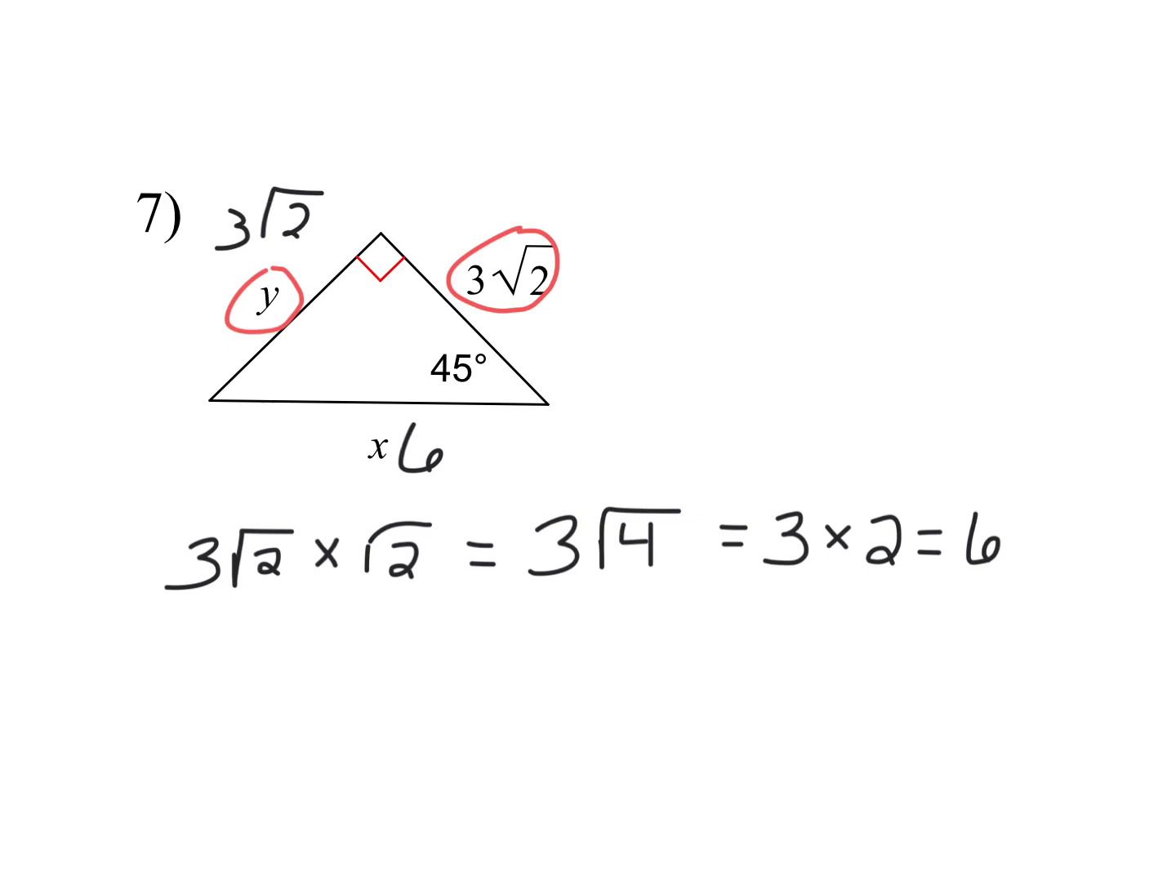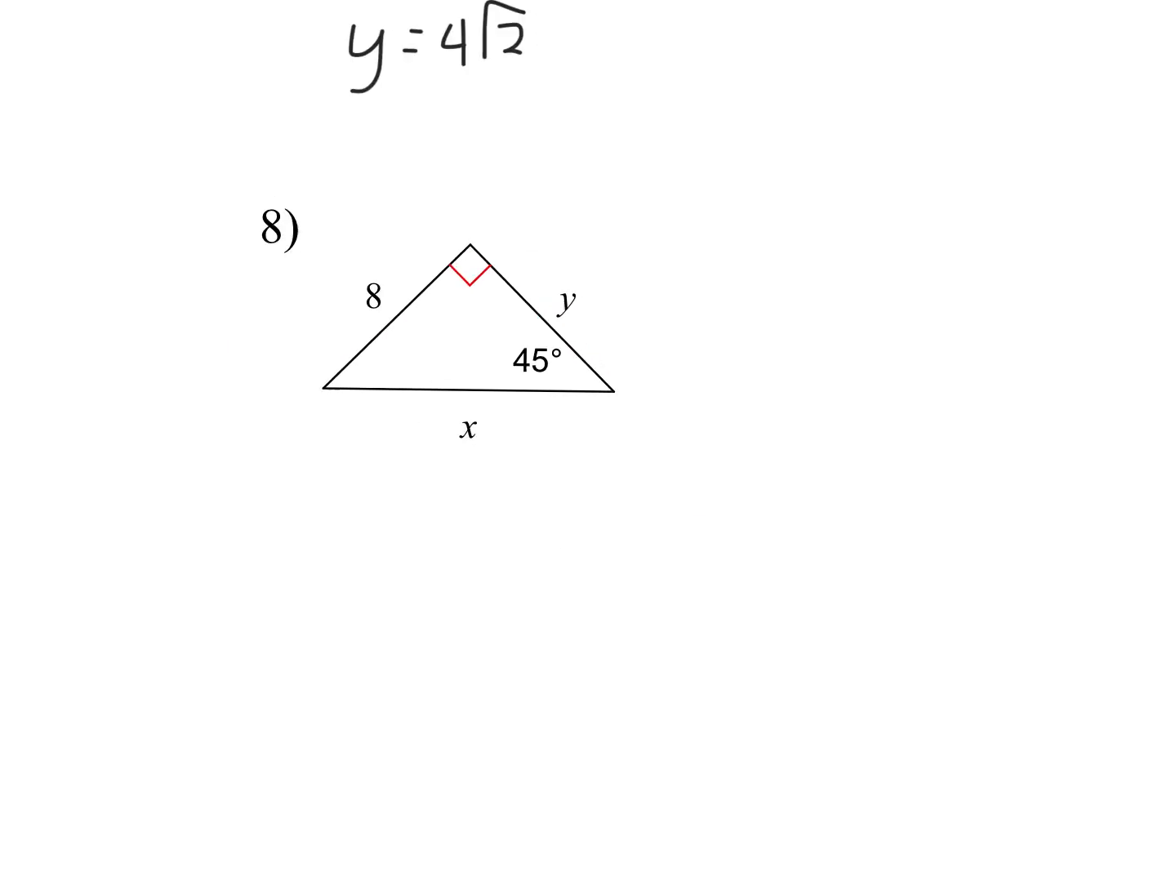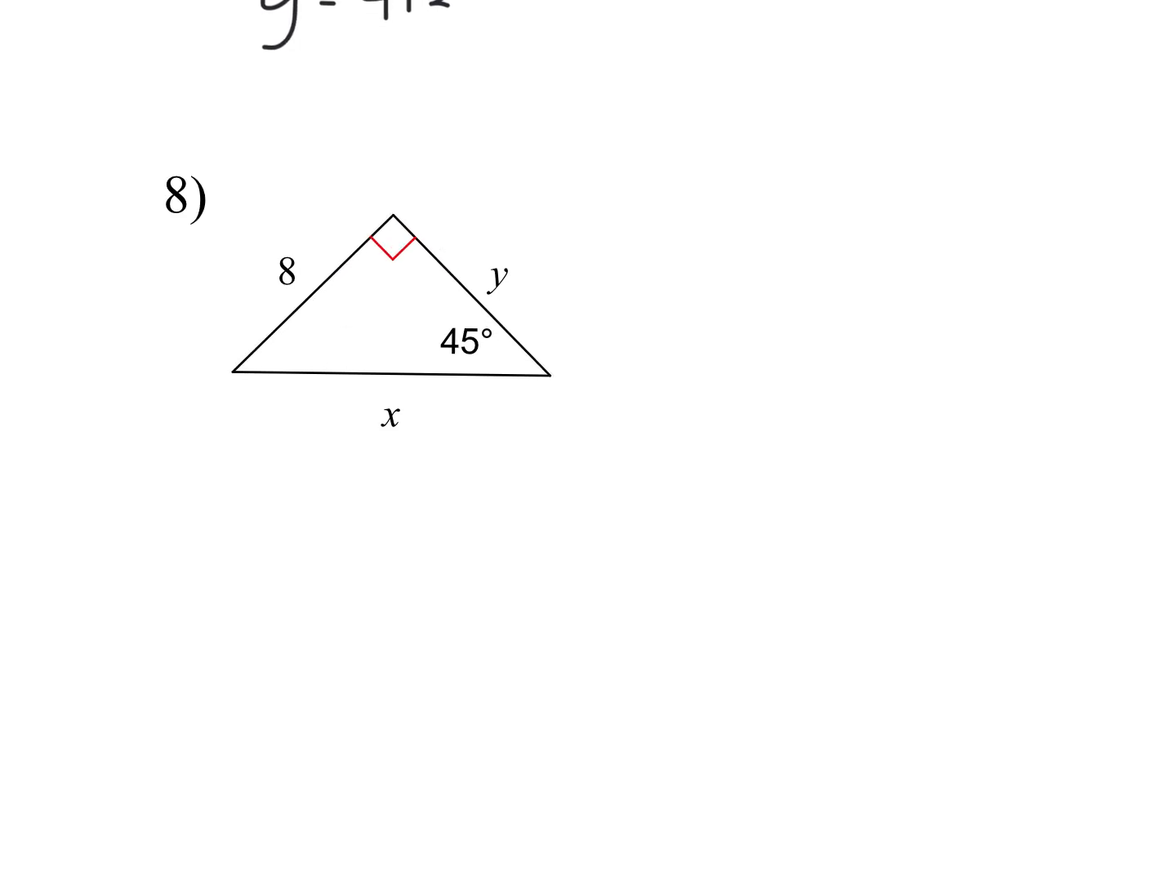Okay? Last one on this front page is number 8. You should like these ones. Is there a lot going on with these? No. Not really. Okay? Circle your legs. Which ones are our legs? 8 and y. So what's y? Y is 8. And then how do I go from the leg to the hypotenuse? Multiply by square root of 2. Yep. 8 times the square root of 2, which gives me 8 square root of 2.